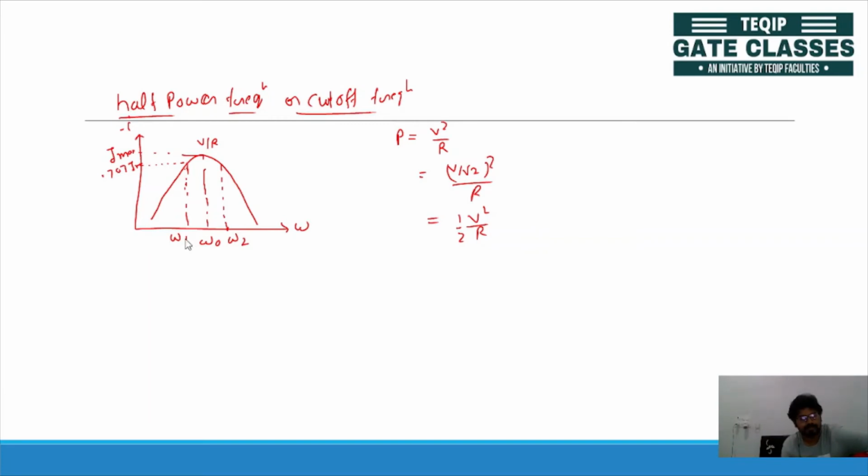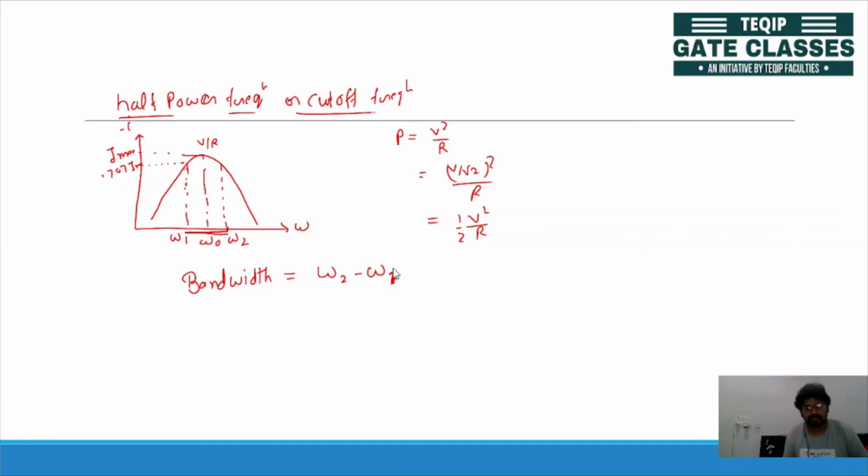Okay, so if these are your half power frequencies, then we will define the bandwidth. Bandwidth is nothing but the difference of these half power frequencies, omega 2 minus omega 1. Okay, this will be your bandwidth.